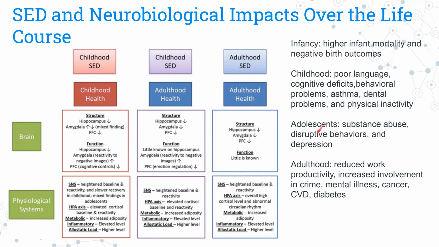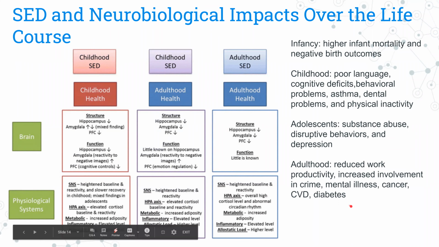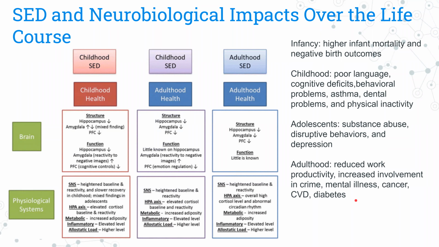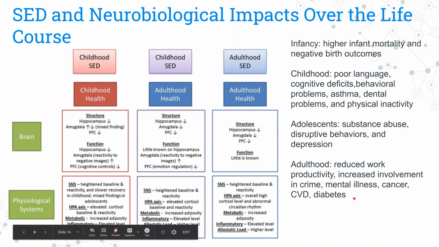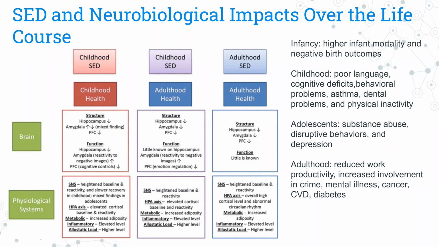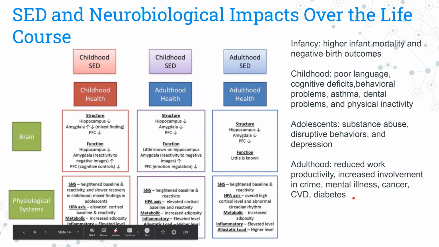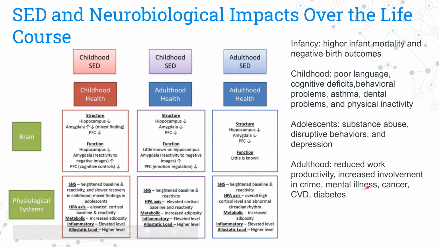In adolescence, you have more substance abuse, more disruptive behaviors, depression. In adulthood, you have reduced work productivity, increased involvement in crime, mental illness, cancer, cardiovascular disease, diabetes, all of the things that we really are trying to focus on and trying to decrease, all of the things that we know there's huge inequities around. A lot of that has to do with socioeconomic disadvantage during childhood.